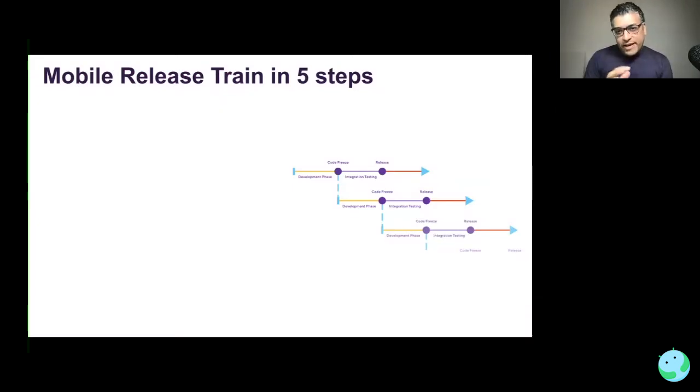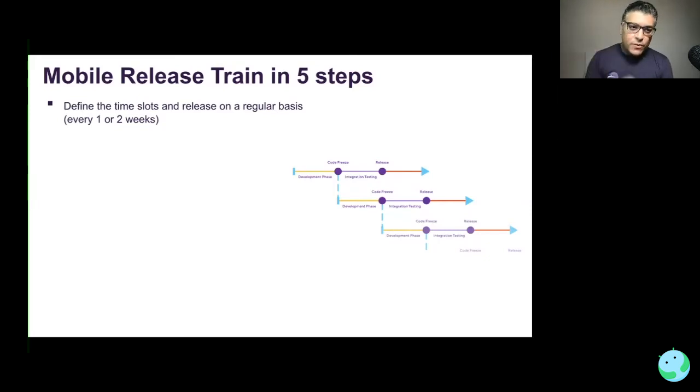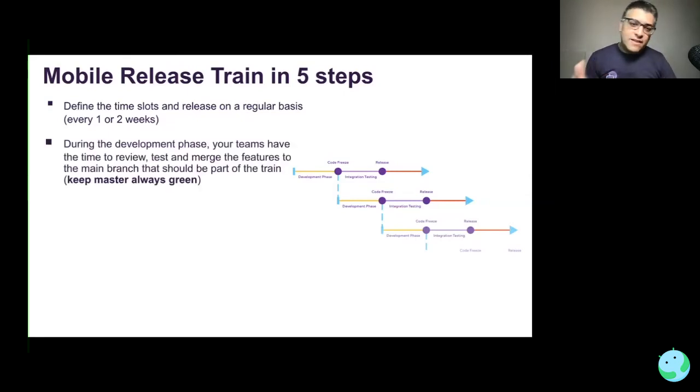So, the mobile release train in 5 steps. First, define a time slot, as I mentioned, and release on a regular basis. This is very important. So every 1 week, every 2 weeks, every 1 month. If we agreed about that and 1 week or 2 weeks will not work with our teams, this is always based on the team. So define the time slot during the development phase.